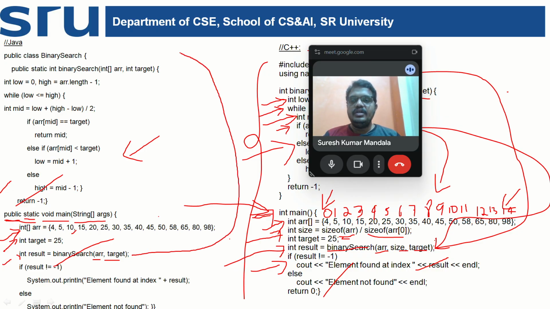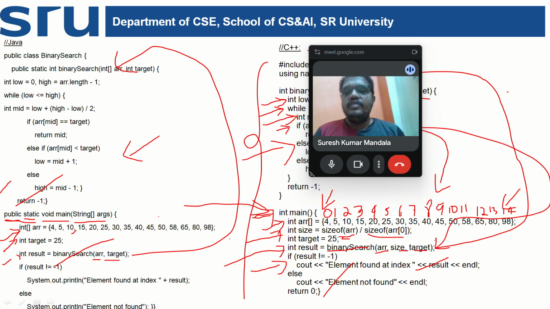We are passing only that thing. Why? Because in the C language we are passing the third variable, that is the size. In Java we know we don't require that variable. Directly we have the predefined function to identify that.